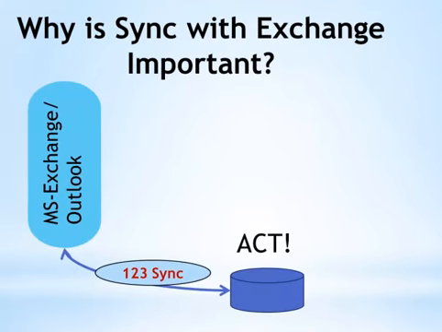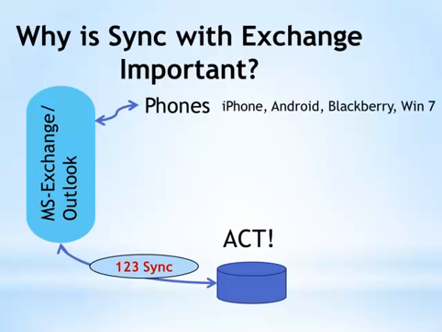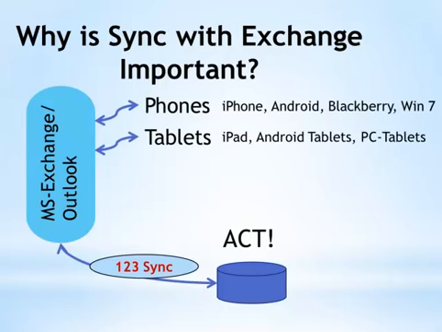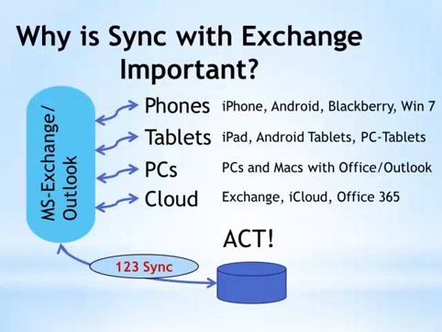So why is it so important to have the data in Microsoft Exchange? Well, Microsoft Exchange synchronizes with phones: the iPhone, Androids, Blackberries, or Windows 7. It also synchronizes with tablets, the iPad, the Android tablets, and the PC tablets, as well as with other PCs. That's where Outlook connects to, and the web. And so you can access all the data in Exchange through just a simple web browser. As well, Exchange synchronizes with the clouds, meaning it will synchronize with other Exchange servers, it synchronizes with the iCloud, and it synchronizes with Office 365.